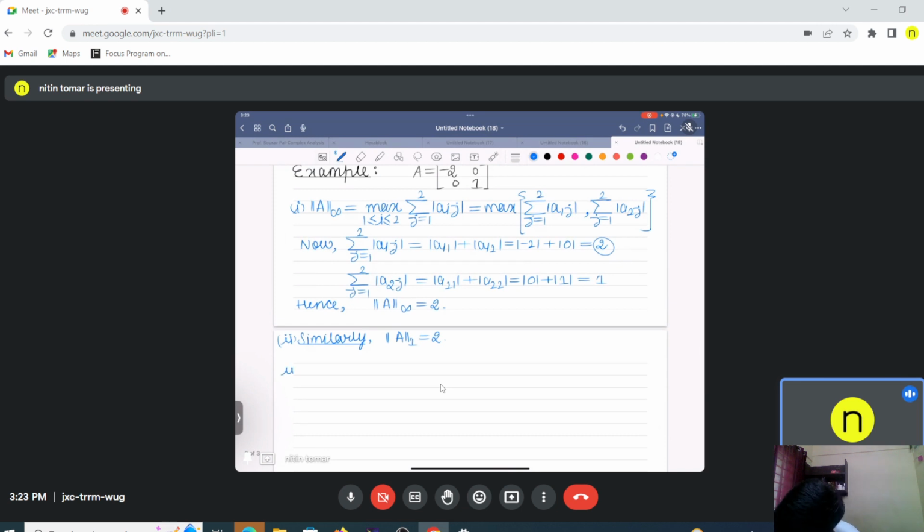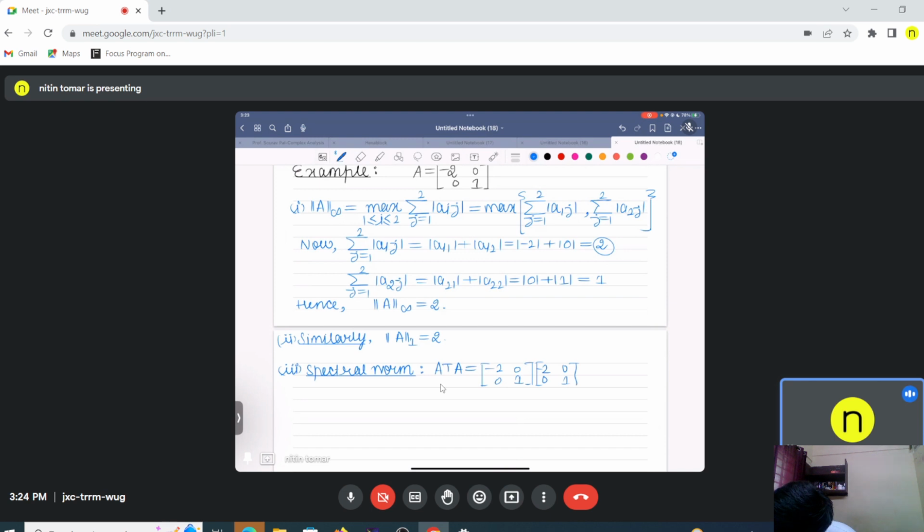Now the main thing is the spectral norm. So now we compute the spectral norm of A. So what will be A transpose A? A transpose A will be [-2 0; 0 1] times [-2 0; 0 1].